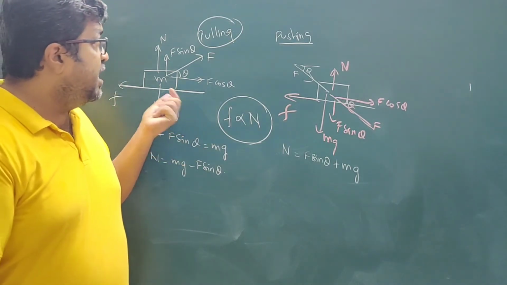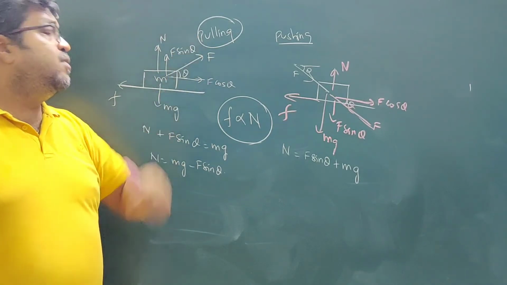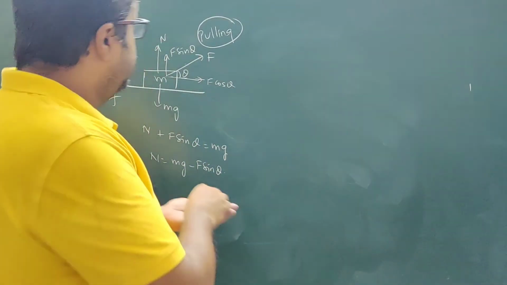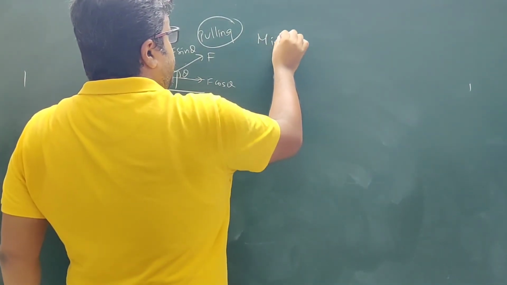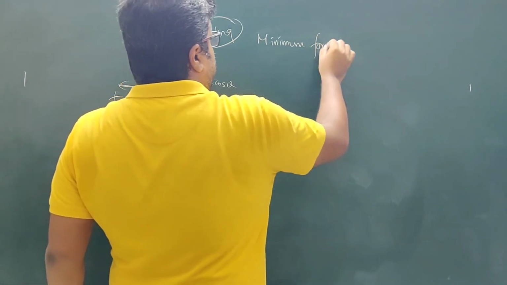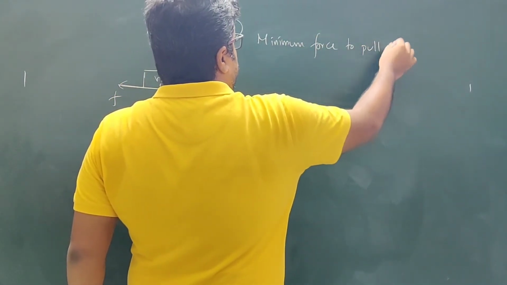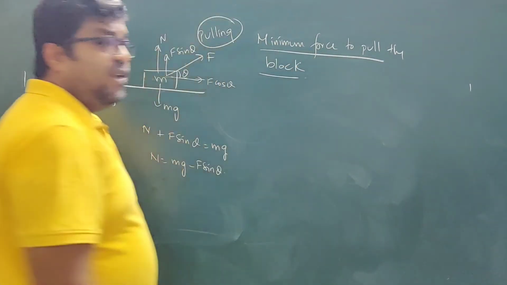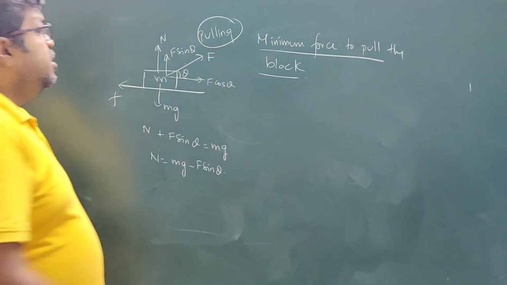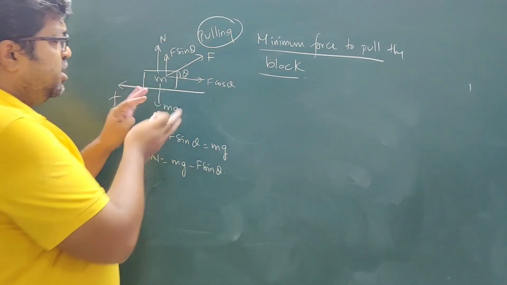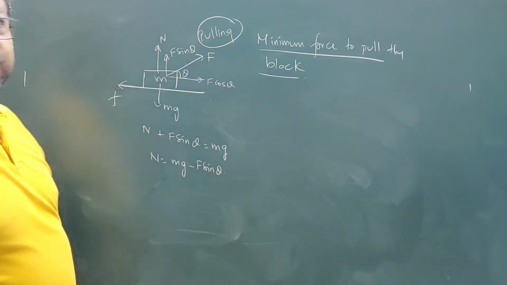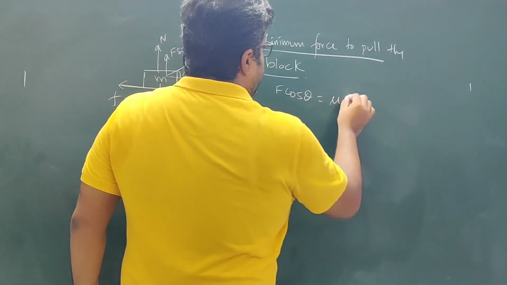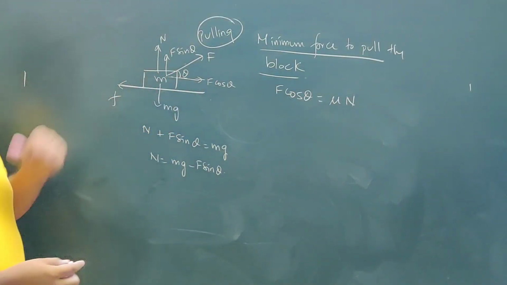Now next we will calculate for pulling what is the minimum value of this force. Minimum force to pull the block. What is the minimum value of this force? Here suppose this force is just able to move the block. So in that case I can write F cos theta is equal to mu N. F cos theta is equal to frictional force.